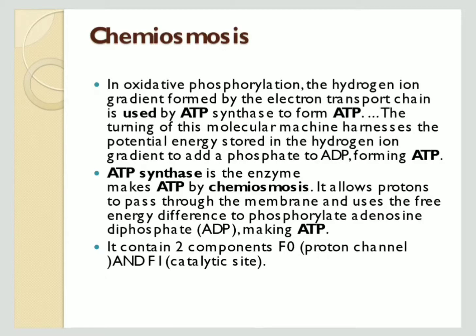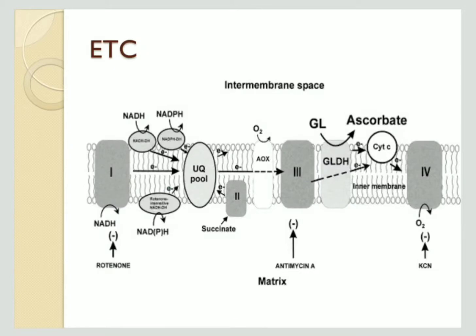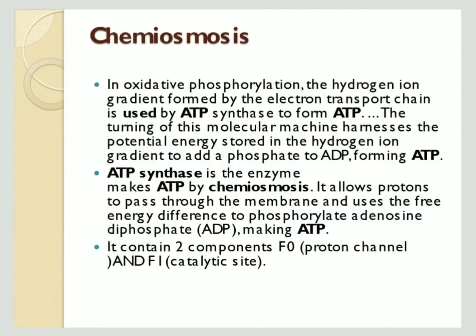Next one is chemiosmosis. So this is ATP synthesis. Actually in oxidative phosphorylation, the hydrogen protons inside the region will enter the ATP synthetase enzyme and they will synthesize ATP. The protons will enter into the ATP synthetase, which has the F0 and F1 regions. F0 will act as a proton channel and F1 will act as a catalytic site. So the ATP here is synthesized by the ATP synthetase enzyme.